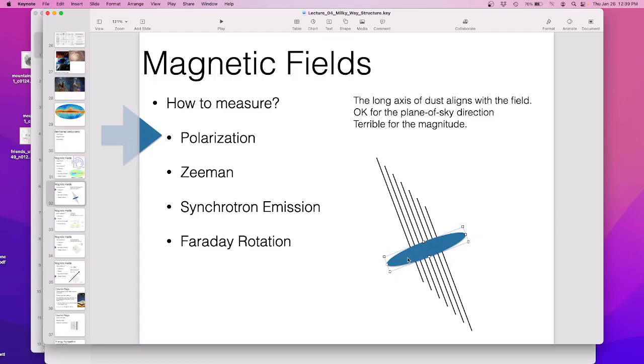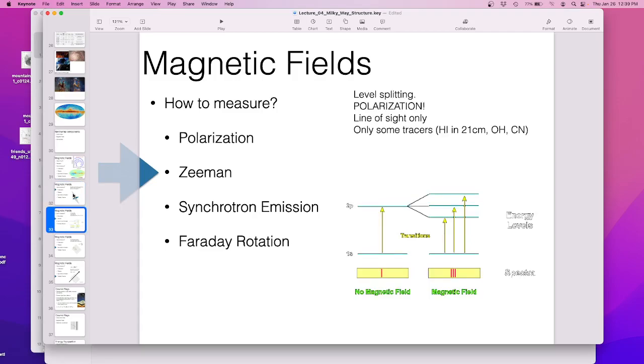So polarization tells you the direction of the magnetic field, and if you're really wishful in your thinking, it will give you the strength of the magnetic field too, but I'm not even going to bring that up because it's dodgy. It doesn't do a very good job of measuring the actual strength. Well, okay, that's a lie. It does a fine job. But it's not very accurate. So it's good for the direction, but not for the magnitude.